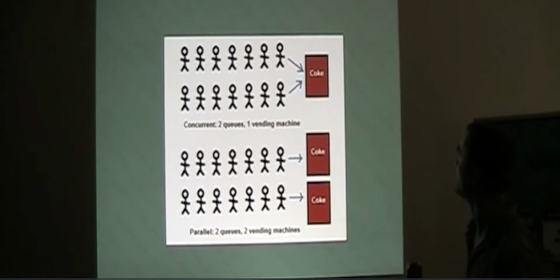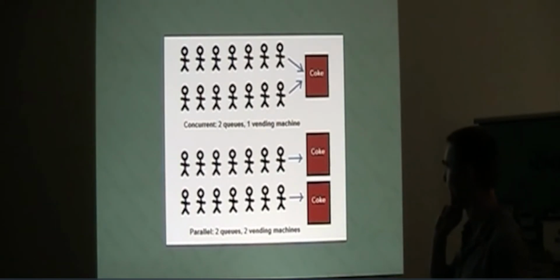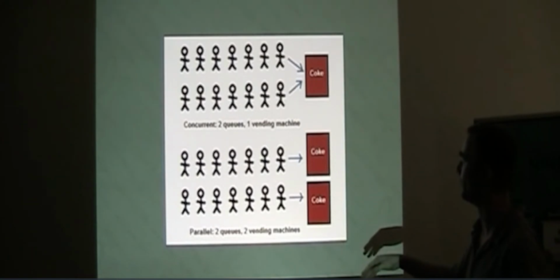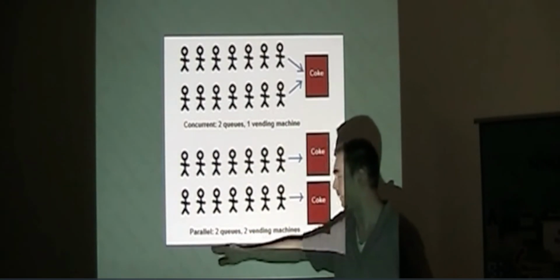This slide showing the difference between concurrent and parallel programming doesn't have anything to do with the talk. I just put it there because I like it. Functional programming is good for both concurrent and parallel programming.